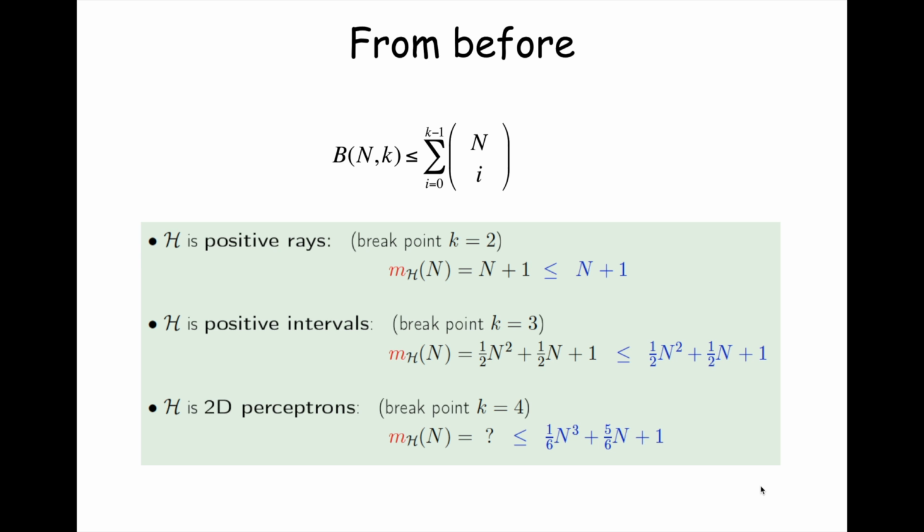And so then we went back and we showed that from before, using those very simple hypotheses, the positive ray, the positive interval, we did the exhaustive counting to show the number of dichotomies that each one of these can generate. And we went back and we verified this with our upper bound, and it holds true. And then last time, we showed what it would be for the 2D perceptron, but we didn't plug in all the numbers to compute. That's something you could certainly calculate pretty easily. So that's where we left off.